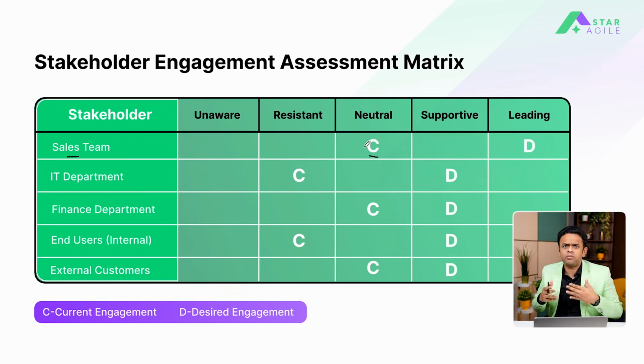But I'm doing a CRM project, Customer Relationship Management. I don't want this sales team to be just neutral. They should be like, anytime, Vishak, we are there for you. You're doing a project for us. It's Customer Relationship Management.